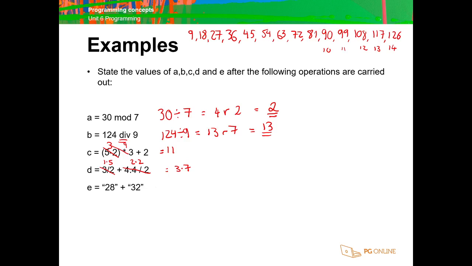Okay, last one. Did anybody get this? 28 plus 32. Now, the key thing here is the quote marks. That indicates a string. So what that plus is doing in this instance, it's not adding numbers together, it's linking the strings together. What's also called concatenating, joining the strings together. So the answer here would be a new string of 2832.